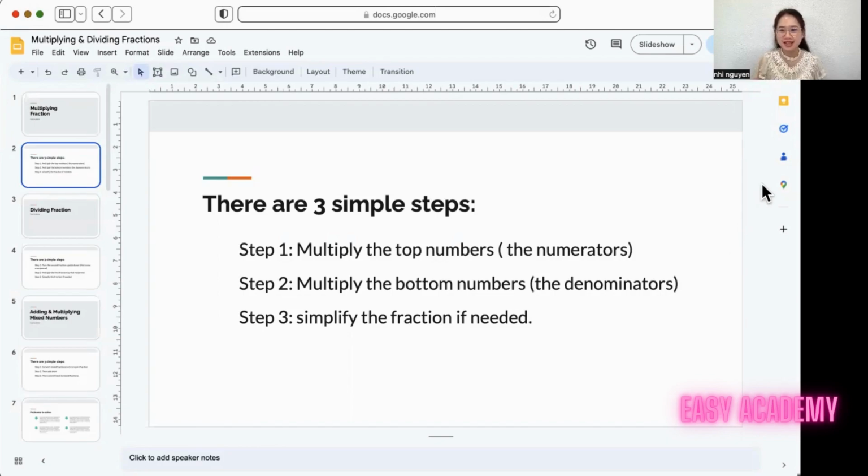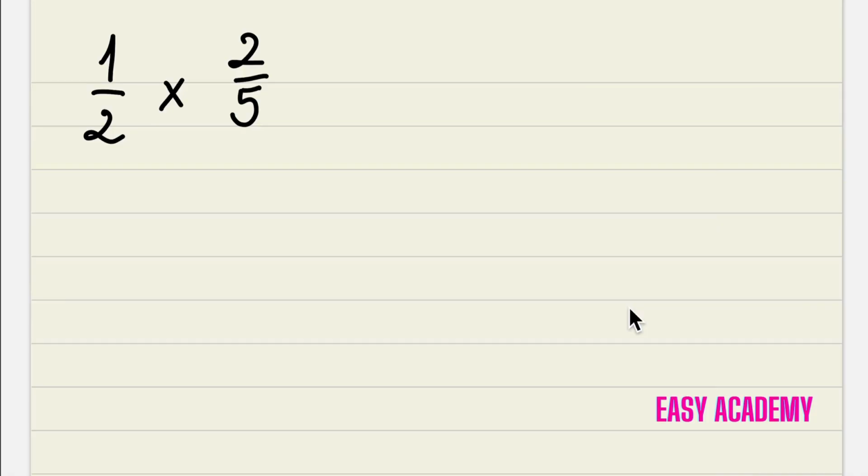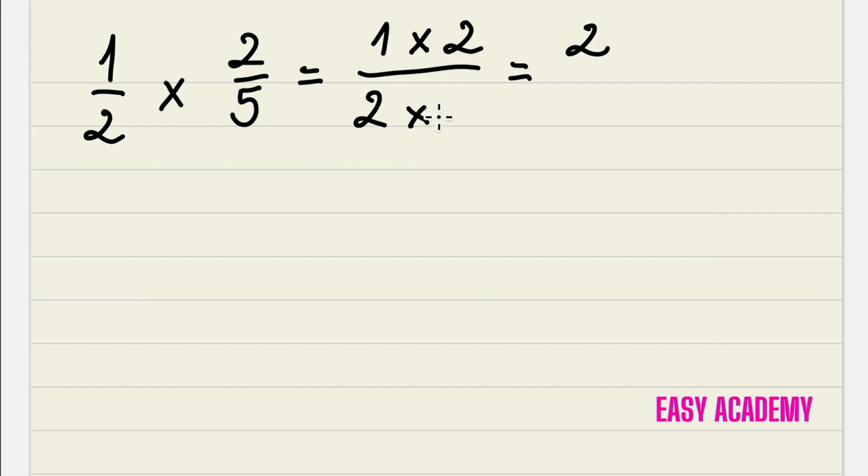For a better understanding of the topic today, let's practice. It's 1 over 2 times 2 over 5. The first step is to multiply the top numbers together. 1 times 2 is equal to 2. Step 2 is to multiply the bottom numbers together. So 2 times 5, and I get 10 for that.